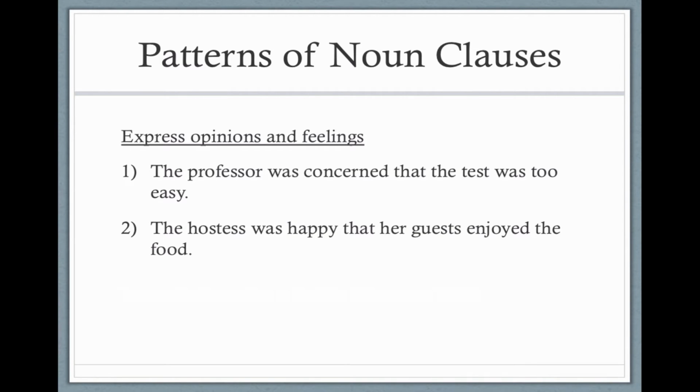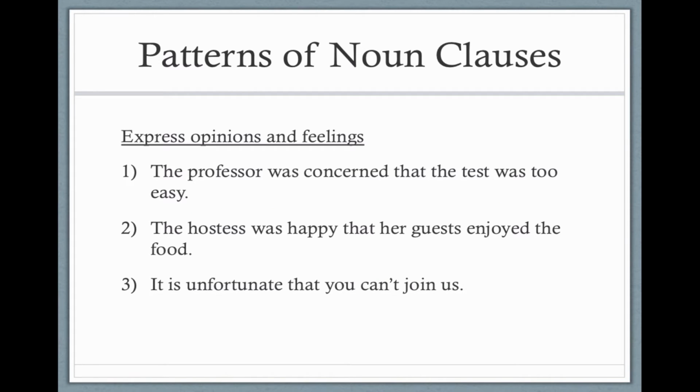But we can also have these come after adjectives. So for example, the hostess was happy. What was she happy about? That her guests enjoyed the food. So here I have my subject and verb, my adjective is happy, and then I have my noun clause to describe what she was happy about.